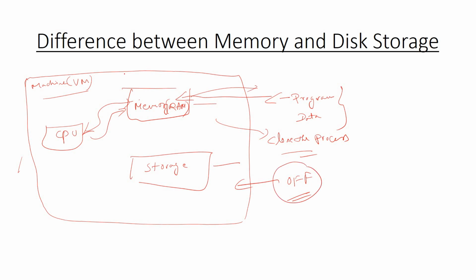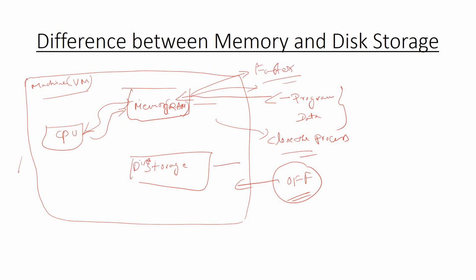And also if we switch off the VM or the machine, then automatically the data which is stored in the memory or RAM will be lost. So this will not store the data permanently. So this is a temporary storage. So memory will hold the data temporarily, which is required by the CPU for the execution of corresponding programs. And also this memory is faster when compared to disk storage.